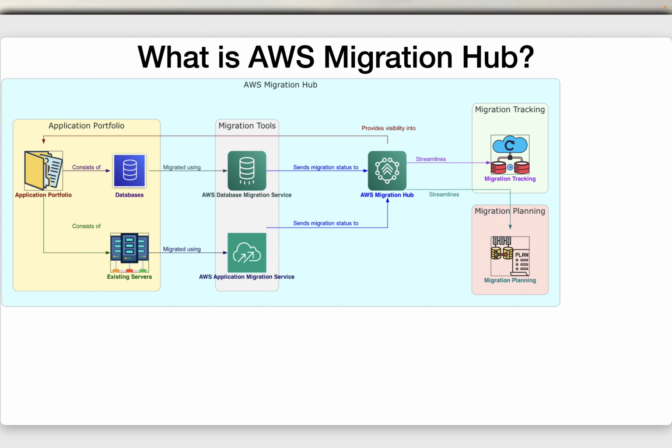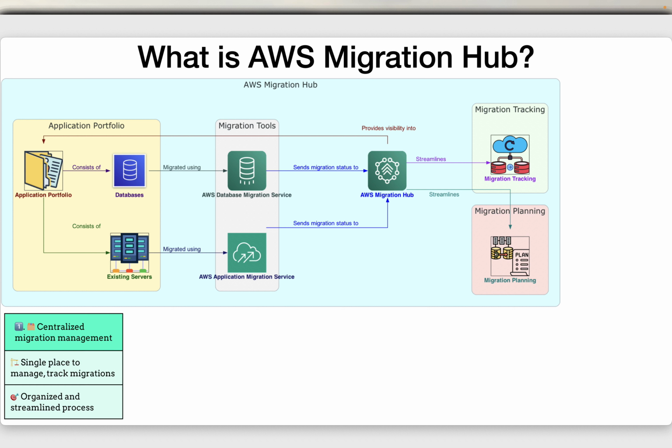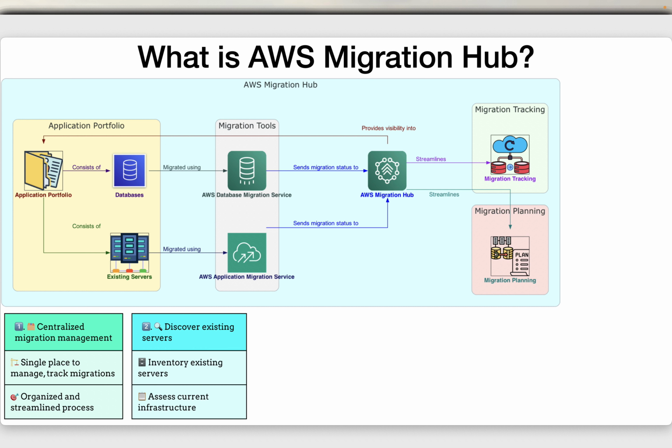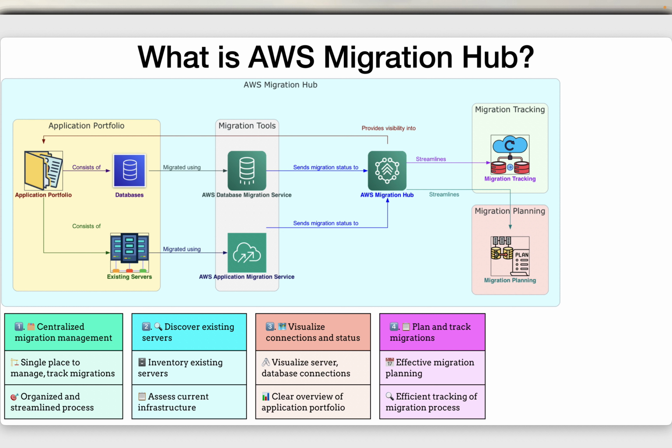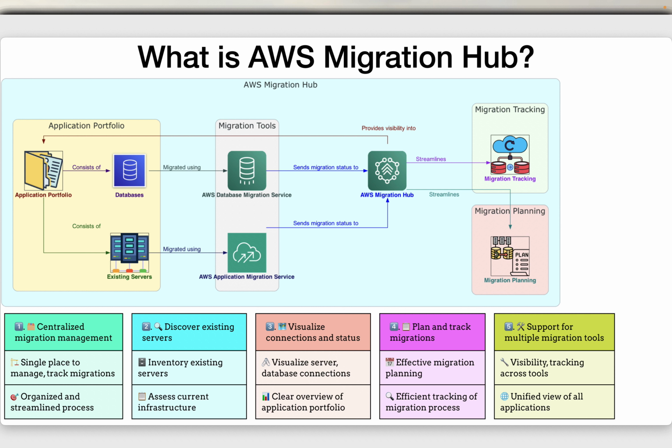So what is AWS Migration Hub? AWS Migration Hub provides a single place to manage and track all your application migrations, making the process more organized and streamlined. Migration Hub allows you to discover and inventory your existing servers, helping you assess your current infrastructure before starting the migration. You can visualize the connections and status of servers and databases that make up each application you are migrating, providing a clear overview of your portfolio. The service enables effective planning and tracking of application migrations, allowing you to manage this entire migration process efficiently. Regardless of the migration tool you use, Migration Hub provides visibility and tracking for all your applications.